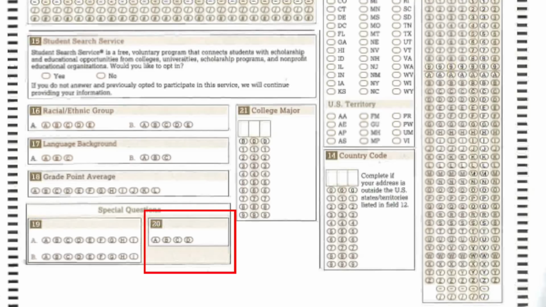In Field 20, please indicate whether you have a parent or guardian who is in the military. Read each description in your instruction booklet and fill in the bubbles of all that apply. Please look up when you are finished.